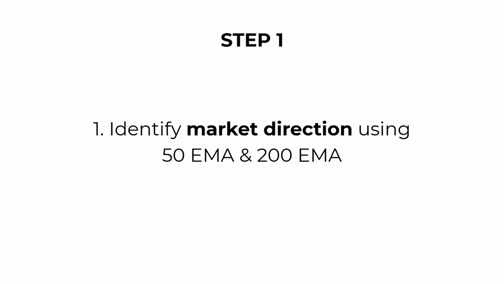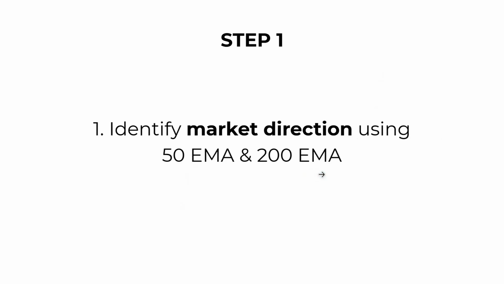The first step is identifying market direction because you need to know which direction the market is going in order to follow the trend. The strategy is based on following the trend, based on continuations. You need to go in line with the trend, and one of the ways you can do that is by using the 50 and the 200 EMA.